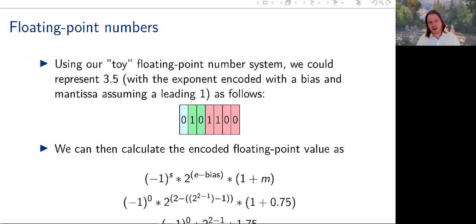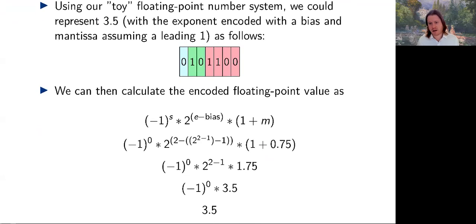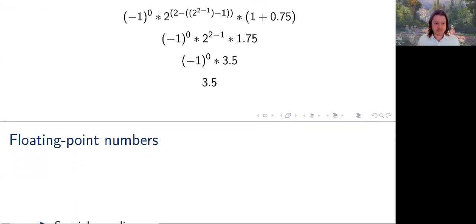So using our toy floating point number system, we could represent 3.5 with the exponent encoded with a bias and mantissa assuming a leading 1, as described on the previous slides, as follows: 0, 1, 0, 1, 1, 0, 0. We can then calculate the encoded floating point value according to the formula that we presented in a previous slide, and we can see here, yes, this does represent 3.5 according to the scheme that we've introduced here.